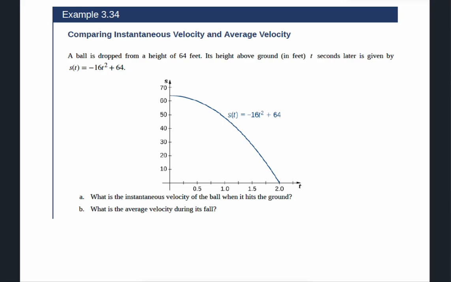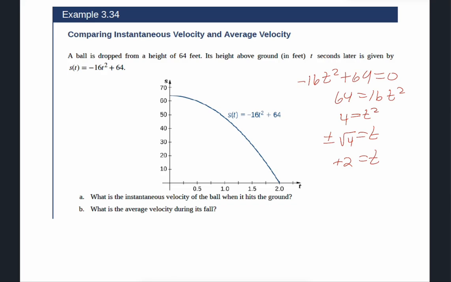Now, instantaneous velocity when it hits the ground. Let's think about when it hits the ground. That would mean that negative 16t squared plus 64 would equal 0. The height, the position is the 0 mark. The height on the ground is 0. If you solve that, you get that 16t squared is equal to 64, so that t squared is 4. So t is plus or minus 2. But we're talking about time, and I am not going to go backwards in time. So my answer would be positive 2.